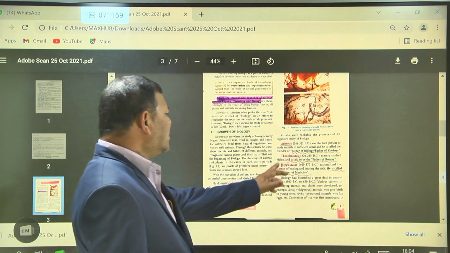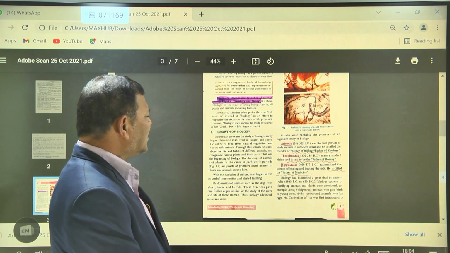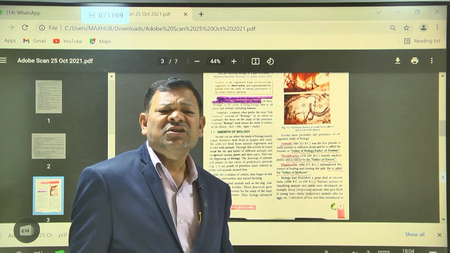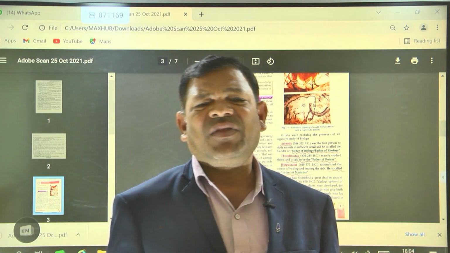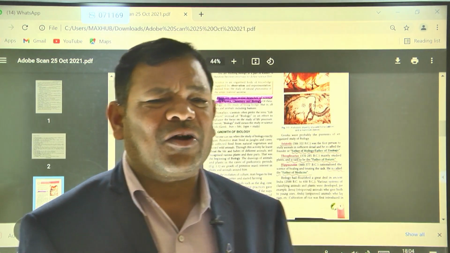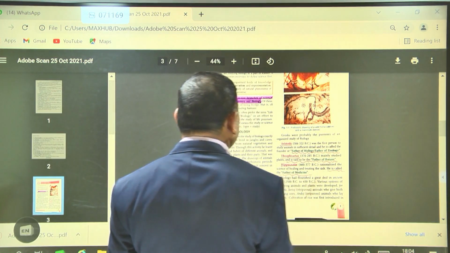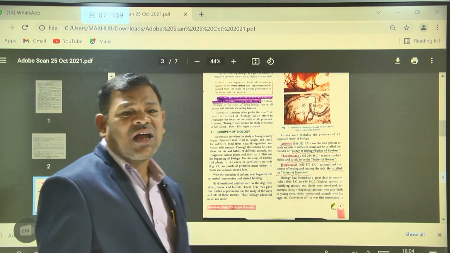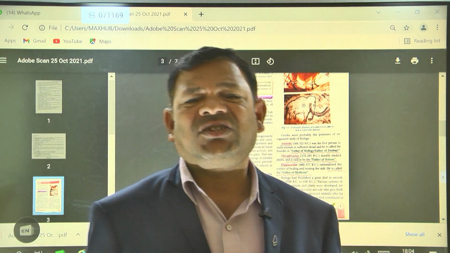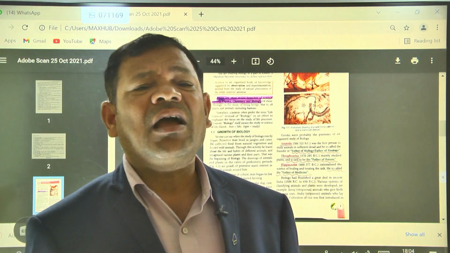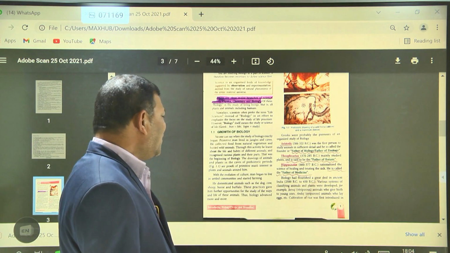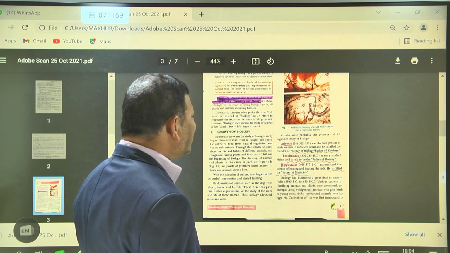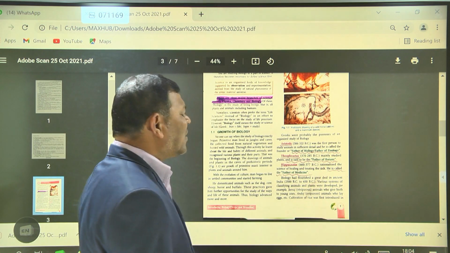Next, Theophrastus. Theophrastus is the father of botany. Botany means the study of plants. Father of botany is Theophrastus. Next, who is the father of zoology? Father of zoology is Aristotle. And very important, Hippocrates. Hippocrates is known especially as the father of medicine.